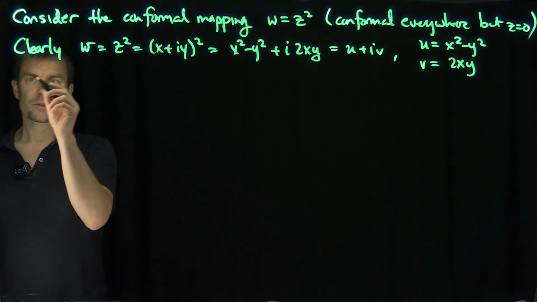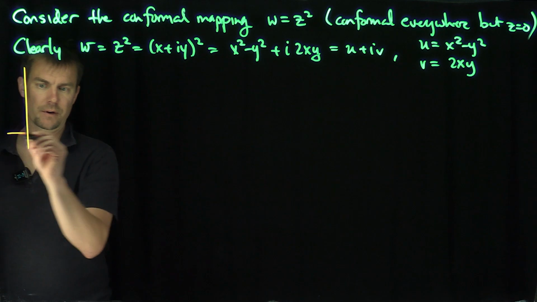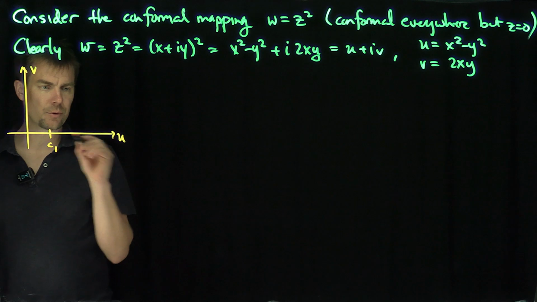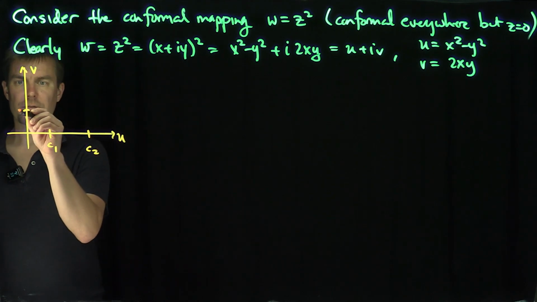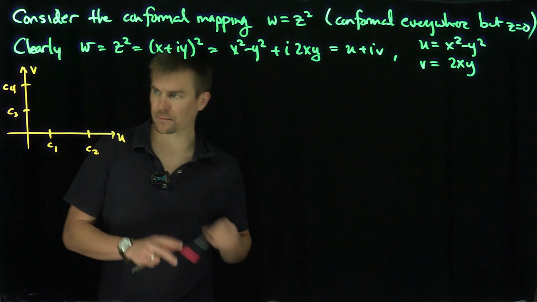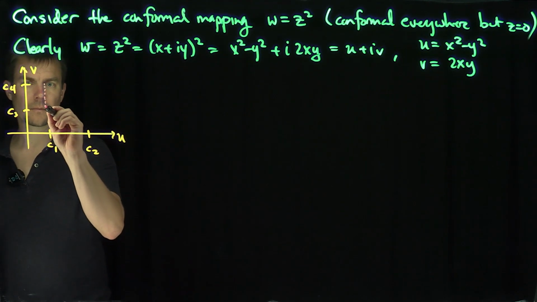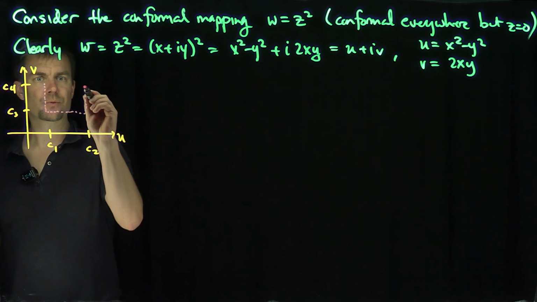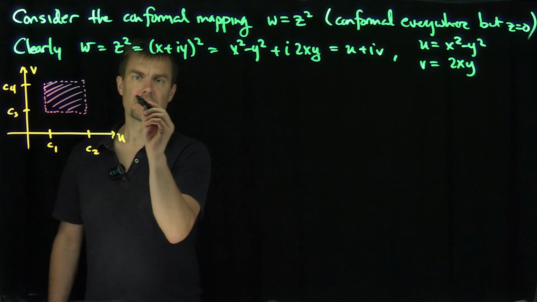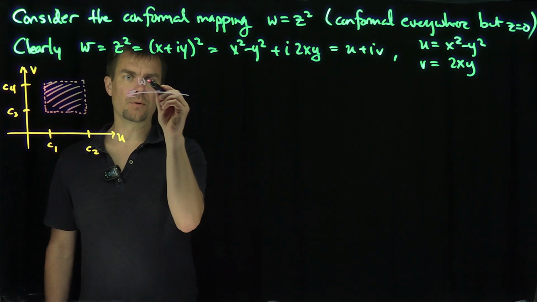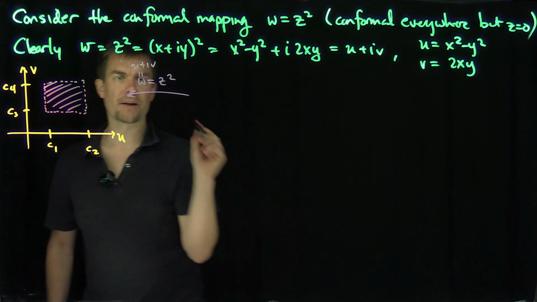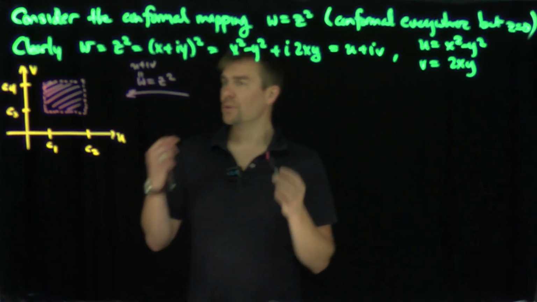All right, excellent. So let's look at the uv plane over here. So this is u, and this is v. I'm going to look at a rectangle. I'm going to say that u is between c1 and c2, and v is between c3 and c4. So we're going to have this rectangle in the uv plane. How does this rectangle transform under this transformation? In other words, which region did w equals z squared come from? So w, of course, is u plus iv, and I want to figure out the region this came from.